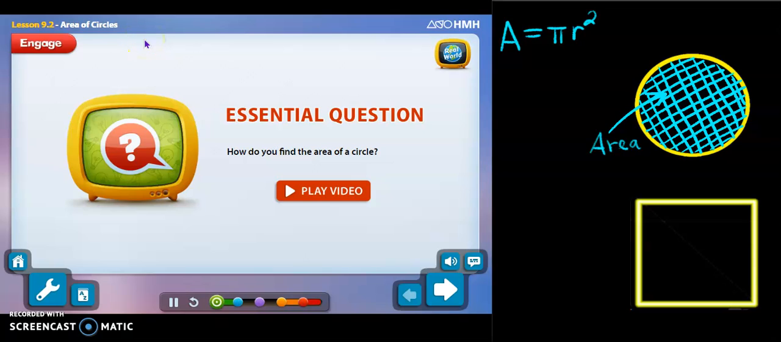So in lesson 9.2, they're talking about the area of circles. We're going to learn how to find the area inside a circle. An area in any geometric shape just measures the space inside a shape. It's just two-dimensional space, though. We're not talking about 3 dimensions yet. In order to understand 3 dimensions, you have to understand 2 dimensions first.